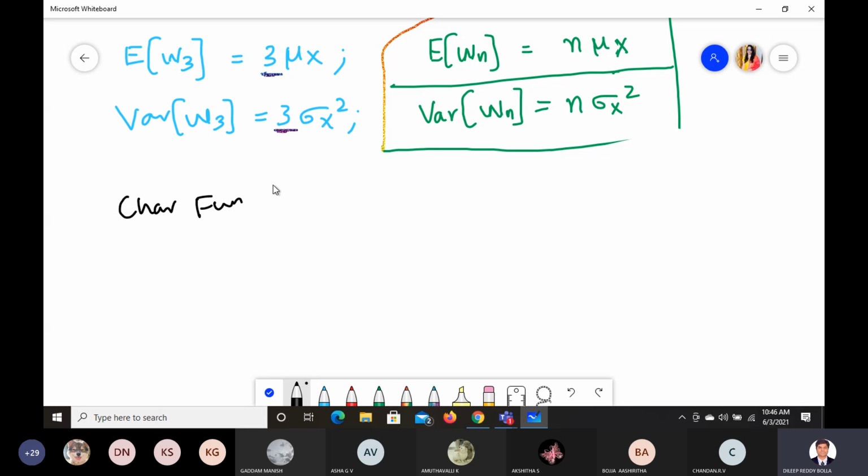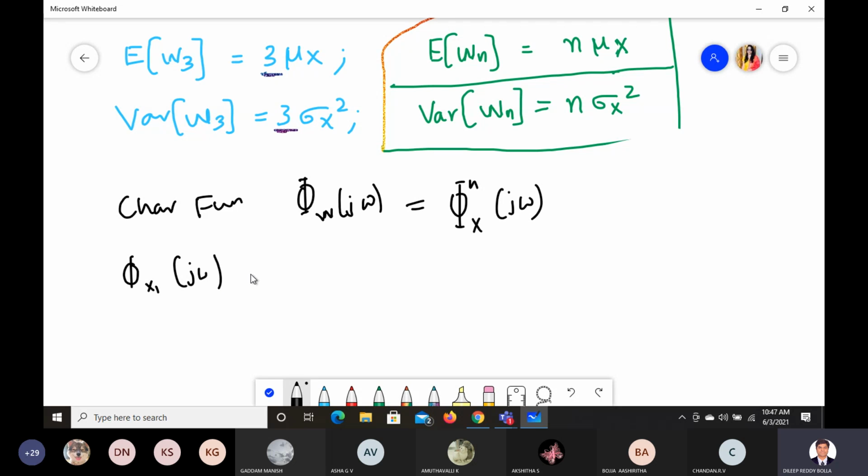Characteristic function, which is given by phi. Okay. So phi w of j omega. So this one we have to find for n, right? So which is phi x of n of j omega. What is the meaning of this? I'll tell you. Okay. So this phi x1 of j omega equals to what?